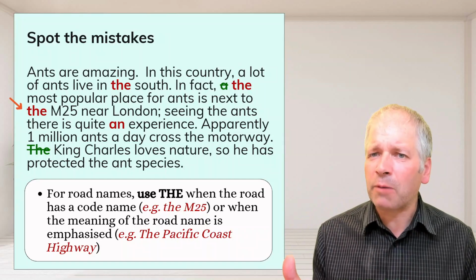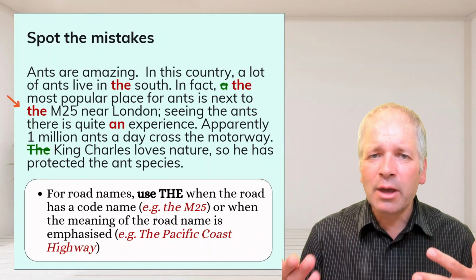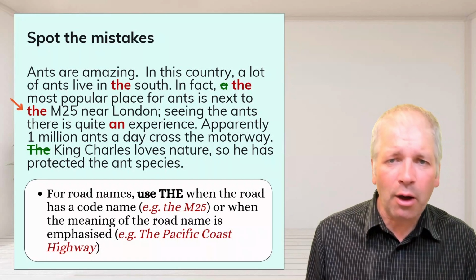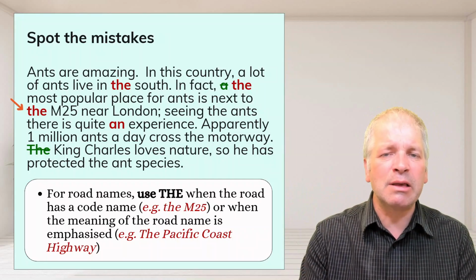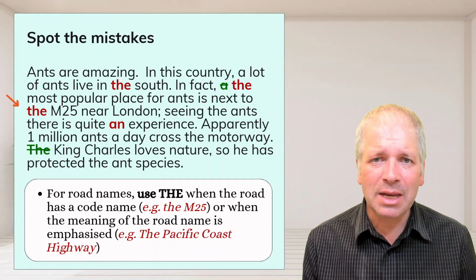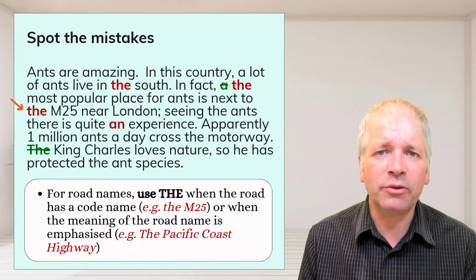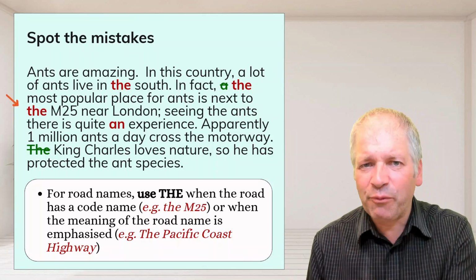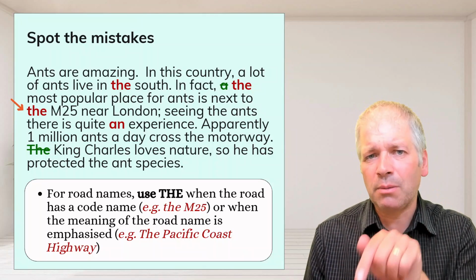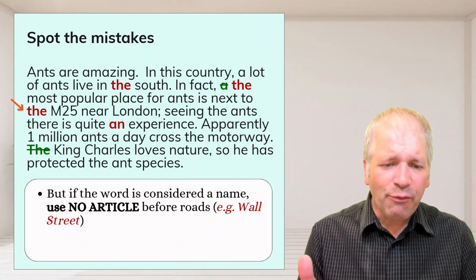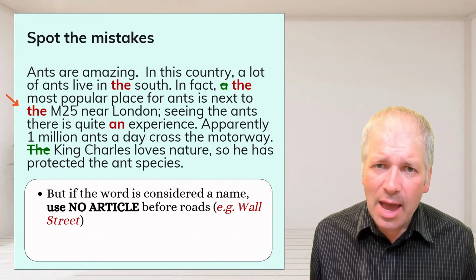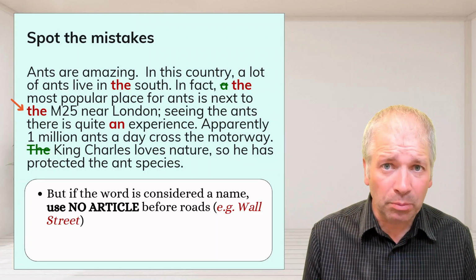It doesn't always work because sometimes over years, different usage of the or zero article before road names can creep in. But in most instances, if you have a road name with a real meaning, then we'll tend to put the if we want to emphasize the meaning, if we want to focus on the meaning of what the road is. However, if the word is considered a name, use no article before the road.